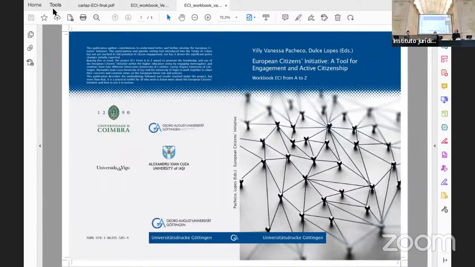One of our commitments, of our responsibilities under the project, was to do at the end a workbook with all that we have learned being transmitted to others. And Ili Pacheco, I would say the most important coordinator or editor of the book, will explain very briefly what it is all about. So Ili, I give you the floor.